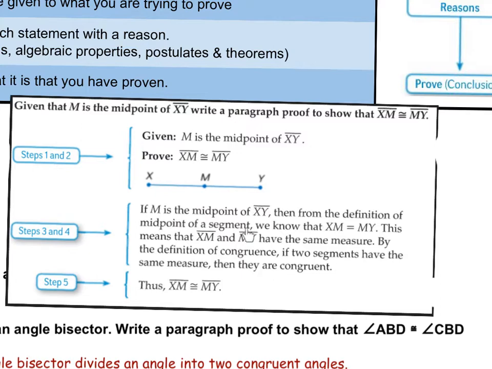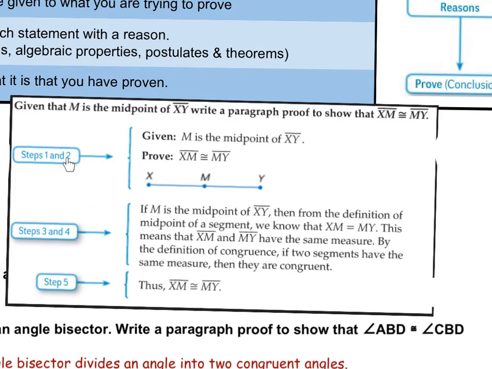So if M is a midpoint of XY, then from the definition of midpoints of segments, we know that XM and MY, meaning the left and the right side, are equal to each other. This means that XM and MY have the same measures. So the lengths are the same, their measures are the same. By the definition of congruence, if two segments have the same measure, then they are congruent. So thus, XM is congruent to MY.